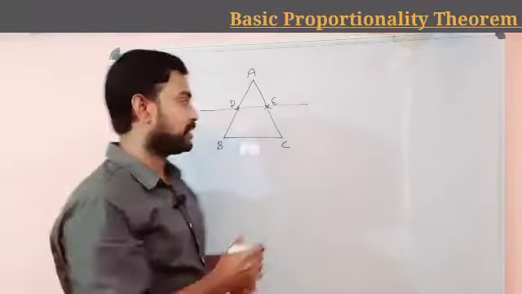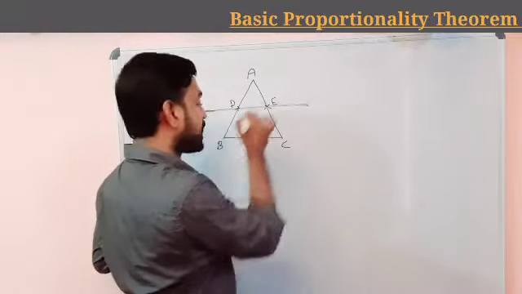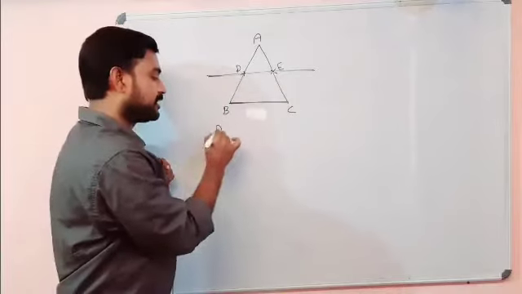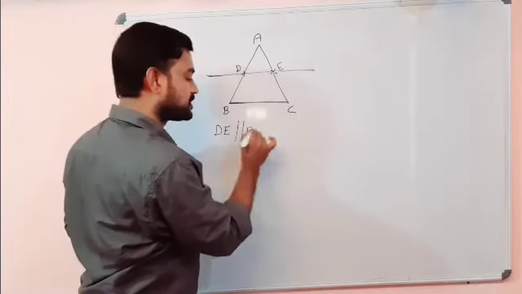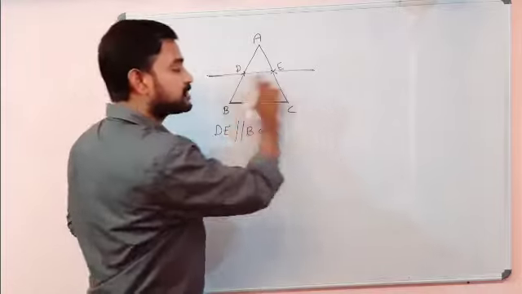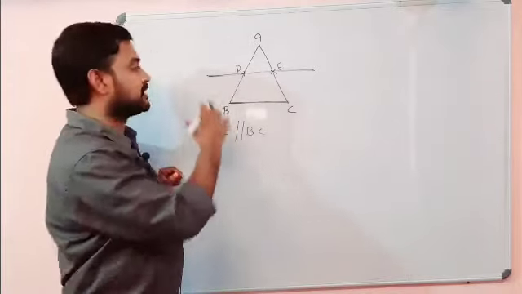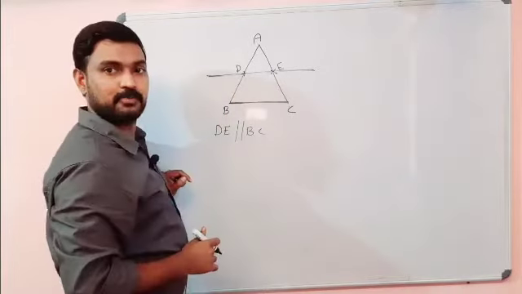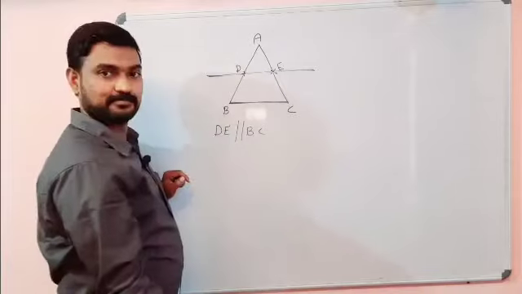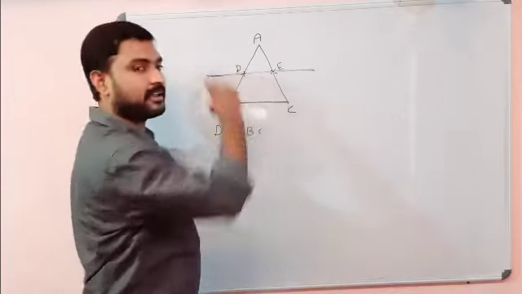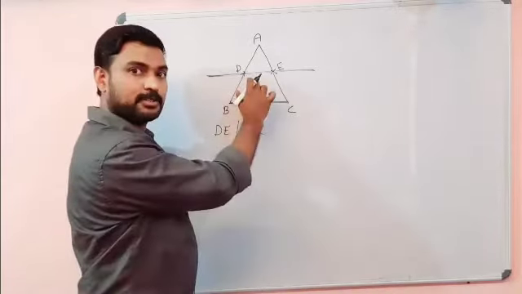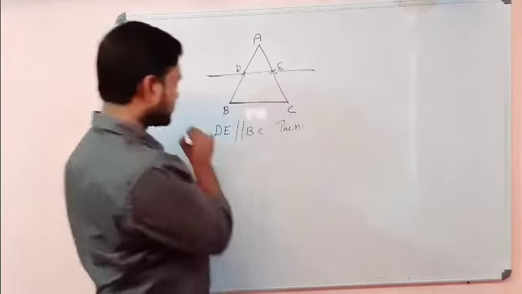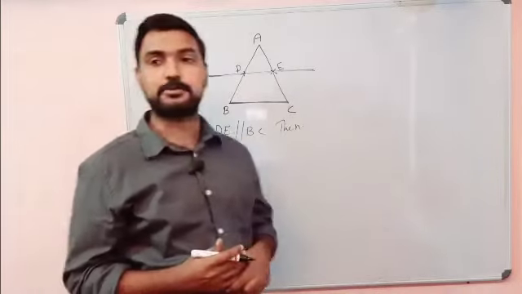Once again, listen. If we draw a line that is parallel to one side of the triangle, that is the condition. So we have to write here, this DE is parallel to BC. What is DE? The line which we drew. So the theorem states that if a line is drawn parallel to one side of this triangle, which side? BC is the side. Which is the line? DE is the line. This DE is parallel to one side of the triangle, then something is going to happen.